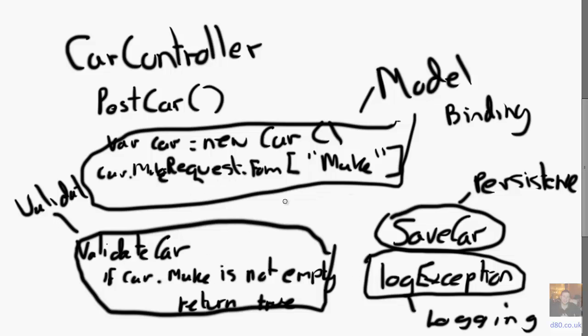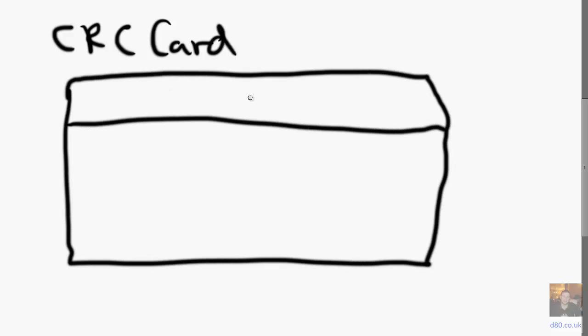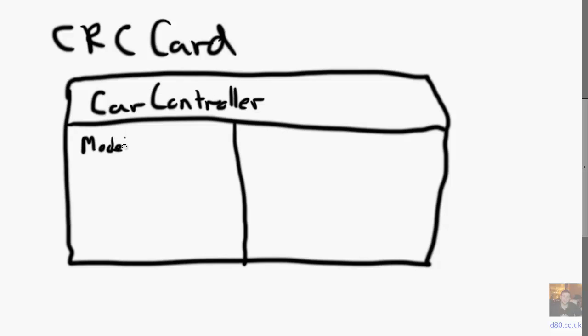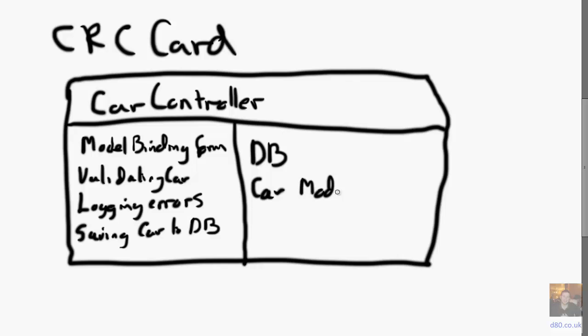So if we think about the CRC card for this, we've got our car controller class, and its responsibilities are model binding, validation, and logging, and saving the car to the database. So I suppose we've still got some collaborators. We've got the database that we're collaborating with, we've got the model and the logging class. But this class, the car controller, has got four responsibilities, which is far too many.